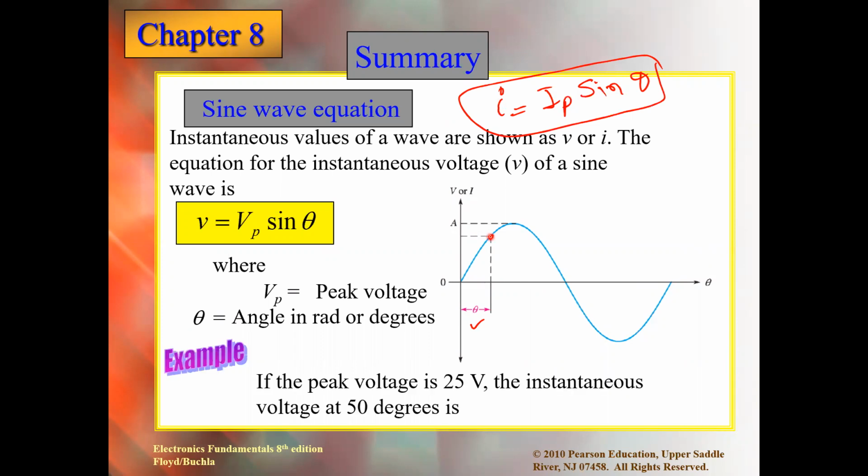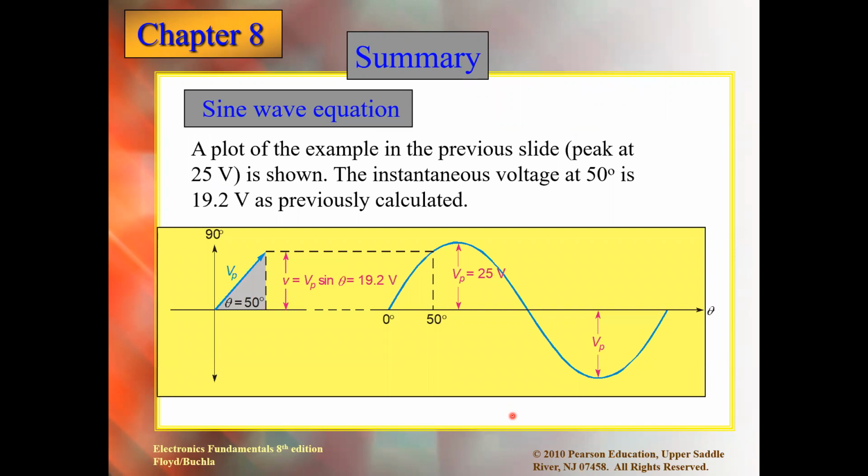If the peak voltage is 25 volts, what is the instantaneous voltage at 50 degrees? We put it in this equation and find the instantaneous voltage. You put Vp is equal to 25 and theta is equal to 50, and you will get 19.2 volts. Because you know that the maximum value is 25, the instantaneous voltage will definitely be less than or equal to this value. So we are getting 19.2.